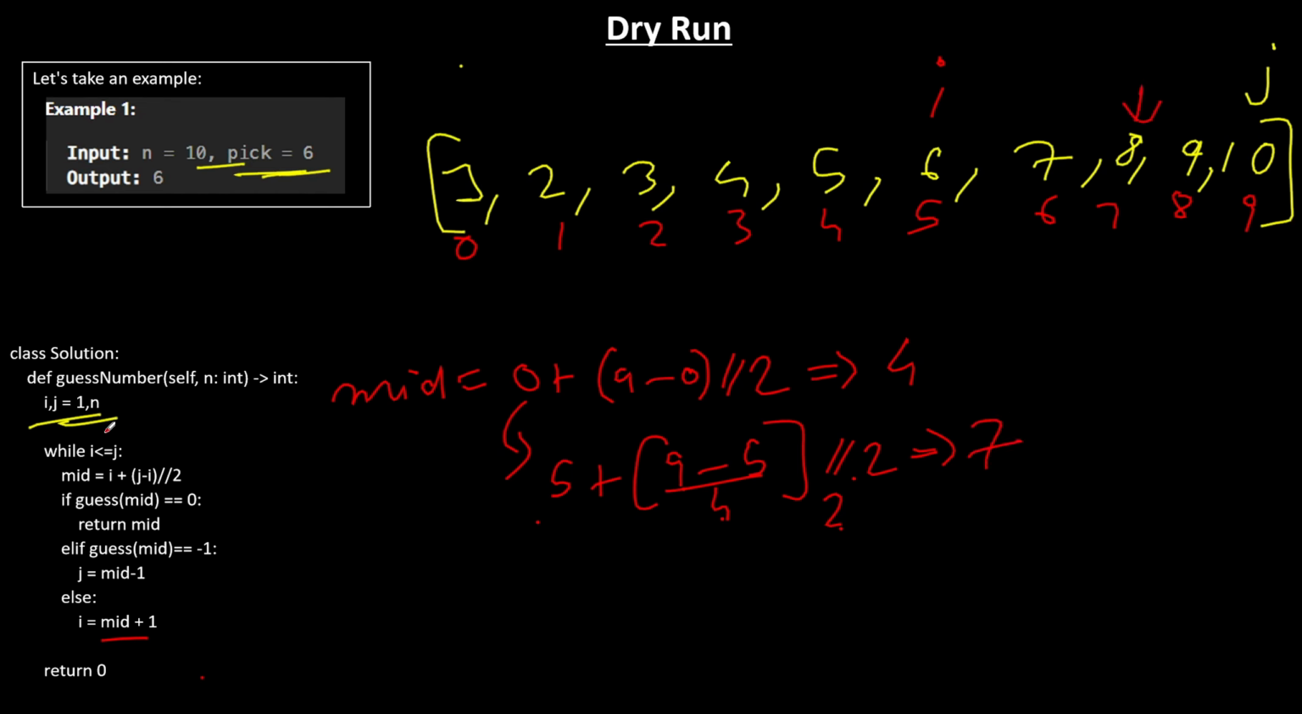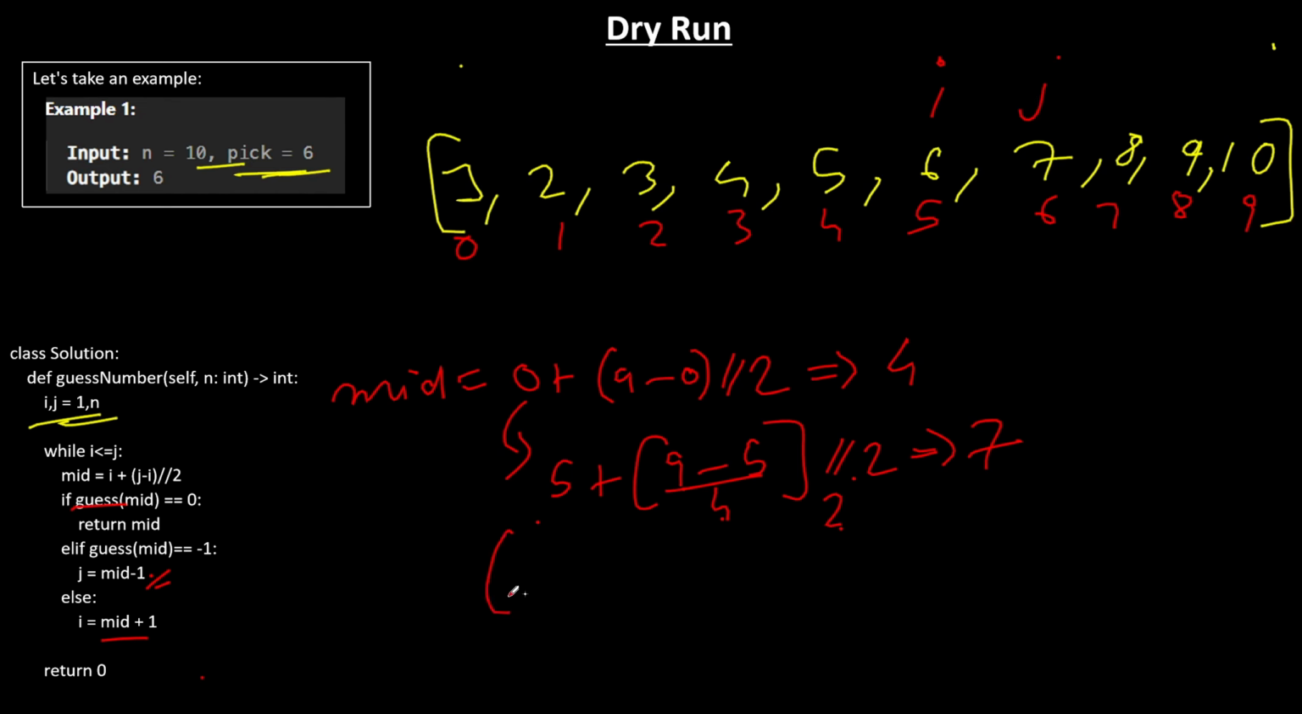So this mid value has this particular thing now. So this 8 will be passed into this guess function, and what we will get? It will return -1 because 8 is greater than 6. So we will come in this particular part, right? What will happen? J will be mid minus 1. So mid value was 7, so mid minus 1 is 6, right? So this J will come to this index. Now again we'll go back.